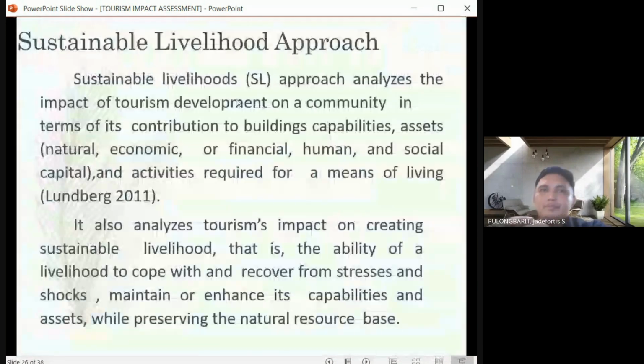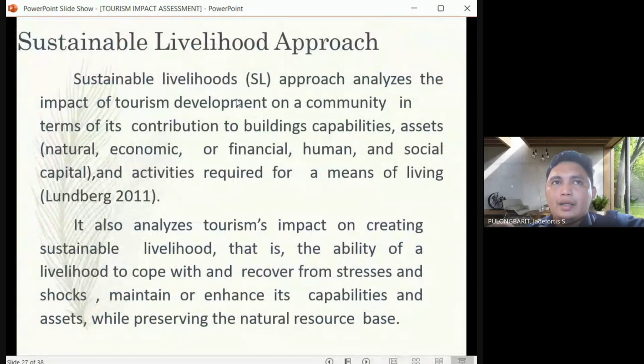Another one is the sustainable livelihood approach, focusing on the sustainable livelihood of a certain destination. Here comes the analysis of the impacts of tourism development on a community in terms of its contribution to building capacities, assets such as natural, economic or financial, human, and social capital, and activities required for a means of living. So that is SL, or Sustainable Livelihood Approach. It also analyzes the tourism impacts on creating sustainable livelihood, that is the ability of livelihood to cope with and recover from stresses, shocks, and maintain or enhance its capabilities and assets while preserving the natural resource base.